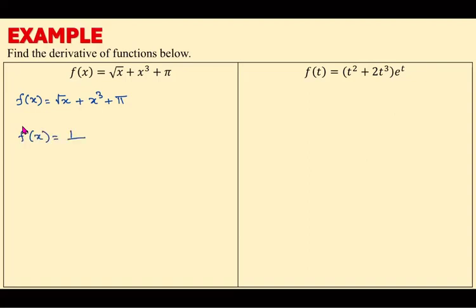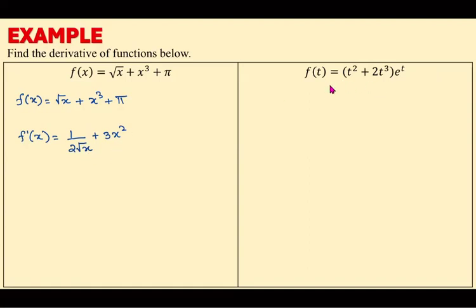The derivative of square root of x is 1 over 2 square root of x, plus the derivative of x cubed. If we use the power rule, we bring that 3 in front and then we reduce the power of x by 1. So that will be 3x squared. And then the derivative of pi is 0 because pi is a constant. So the derivative of that given function is 1 over 2 square root of x plus 3x squared.